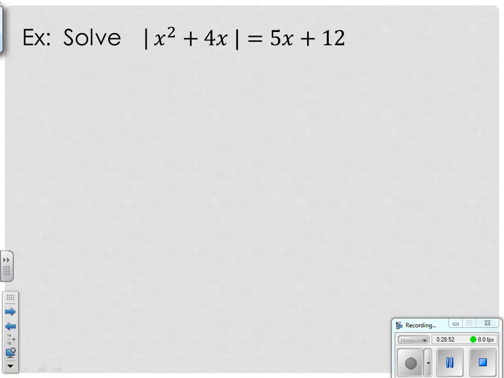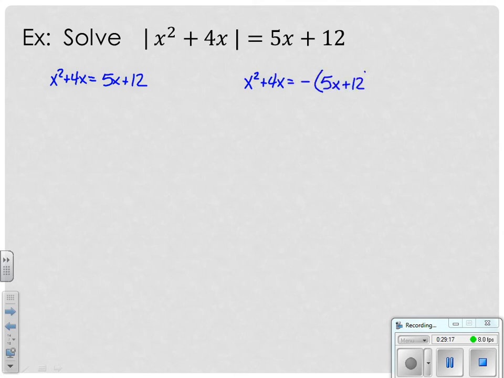Let's take a look at a little bit bigger one. Okay, same situation. My absolute value on the left is isolated. There aren't any other numbers attached to it. So at this point, I can set up my two situations. I have x squared plus 4x is equal to 5x plus 12. My other situation is to take my absolute value expression and set it equal to the opposite of the right-hand side. All right, so solving.